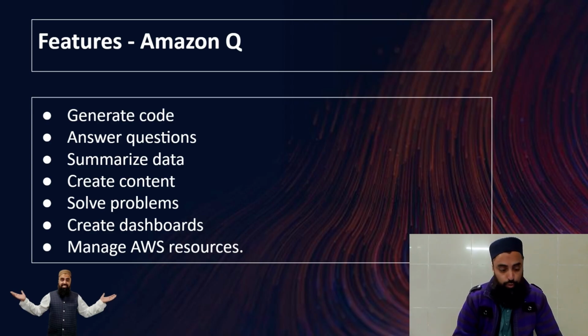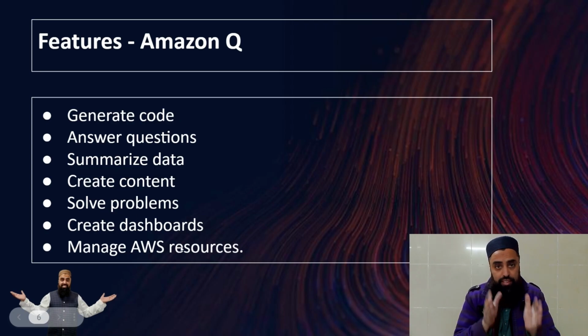We can enjoy generating code up to 1000 lines of code in the free tier. We can get the answers to our questions. We can summarize the data. We can create content. We can solve the problems. We can create dashboards, and we can manage our AWS infrastructure. We can manage every resource on AWS with the help of Amazon Q.